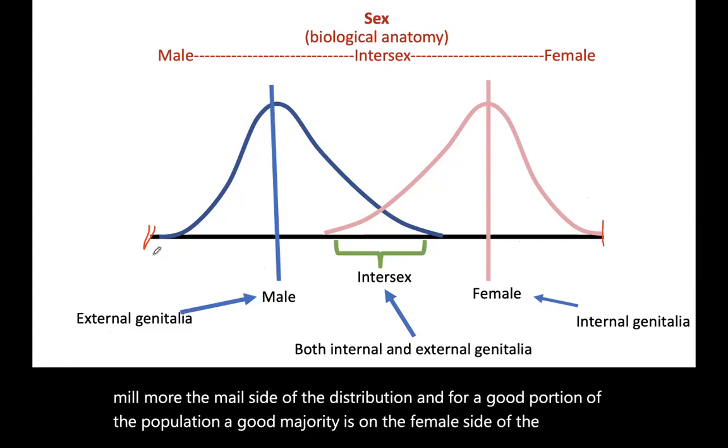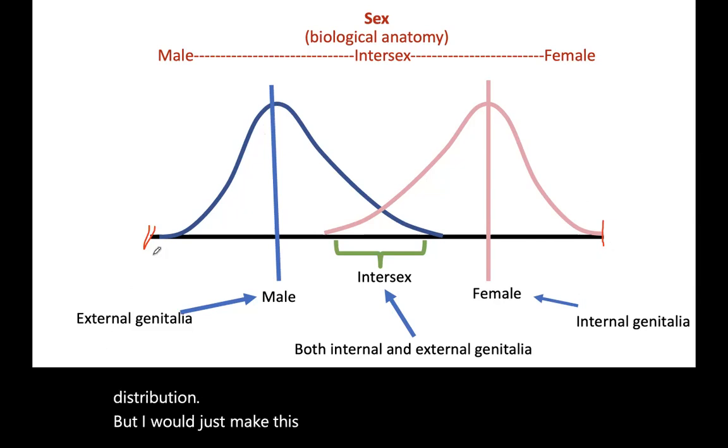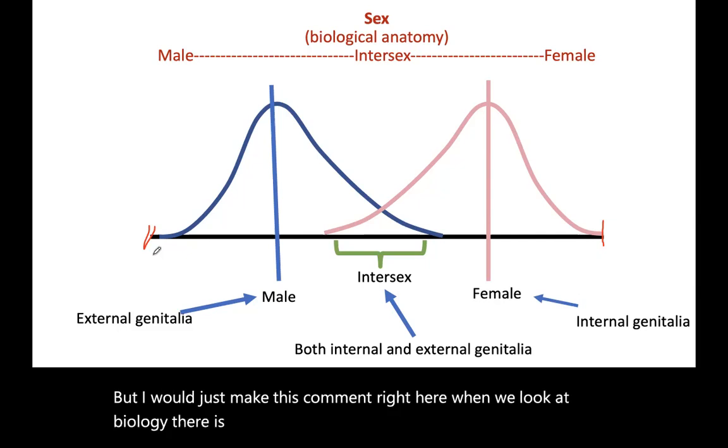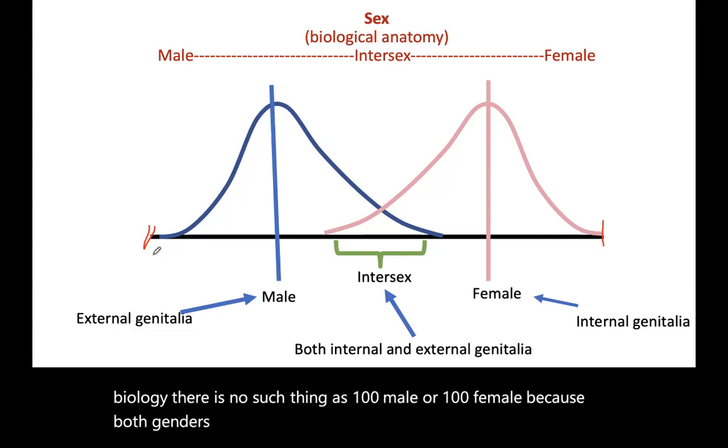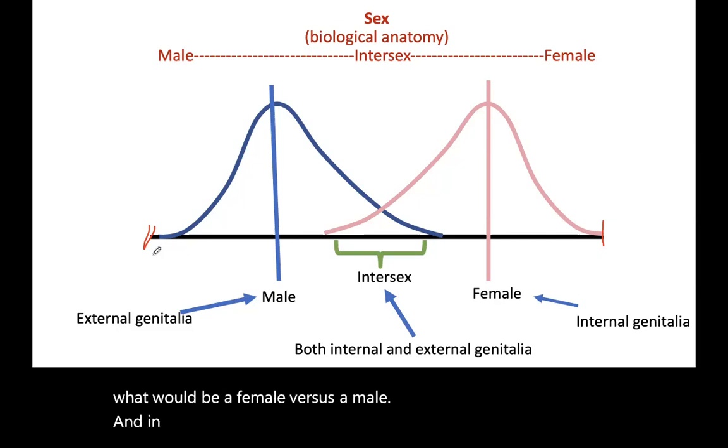But I would just make this comment right here. When we look at biology, there is no such thing as 100% male or 100% female, because both genders will have a mixture of the hormones that make what would be a female versus a male. And in fact, when we're first conceived, we're all conceived female.